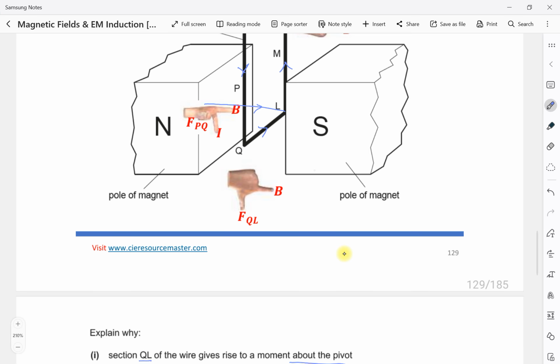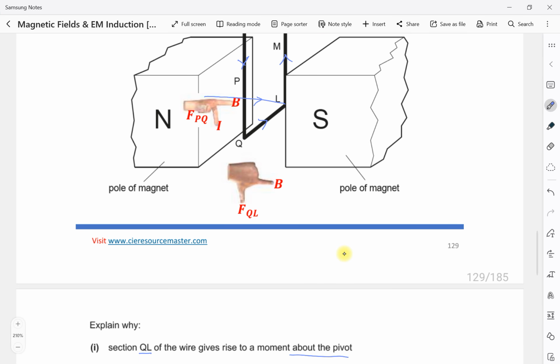When you look at section QL and you apply Fleming's left-hand rule using this figure here, the current is in this direction here. That's why you're not seeing the second finger. But the field is from north to south. That's why we're seeing this finger pointing in this direction here. The force on this section here is actually going to be downwards as indicated by that thumb. What does that mean? The force on this is downwards.